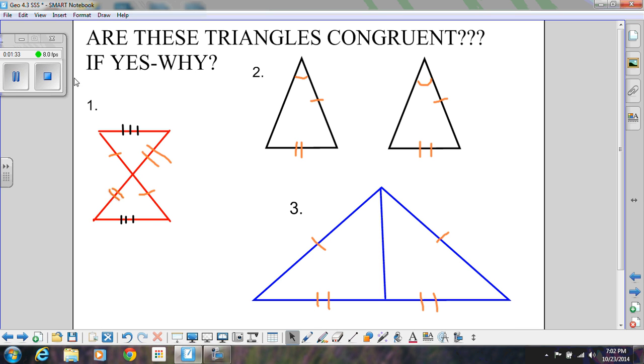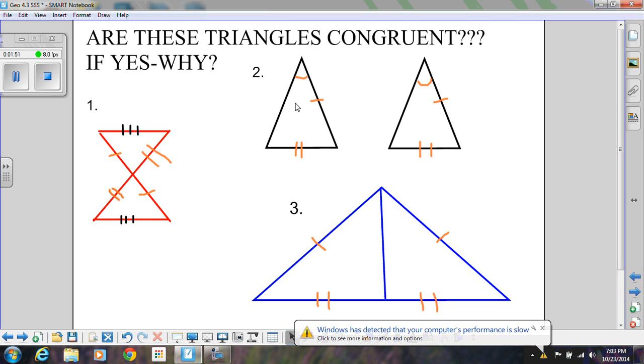So this first one, number one, we have two sides that are the same here with one tick mark, two sides that are the same here with two tick marks, and two sides with three tick marks. So we have a situation where we have side, side, side. So we know these two triangles are congruent to each other.